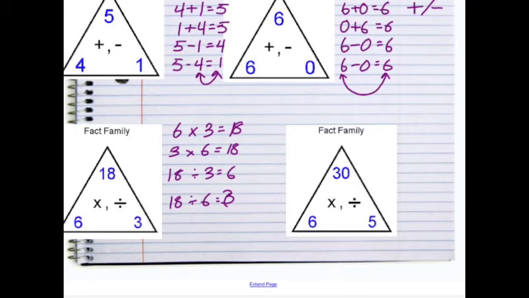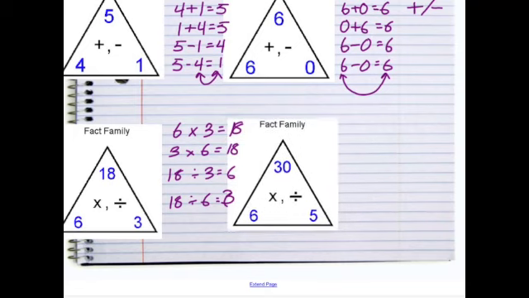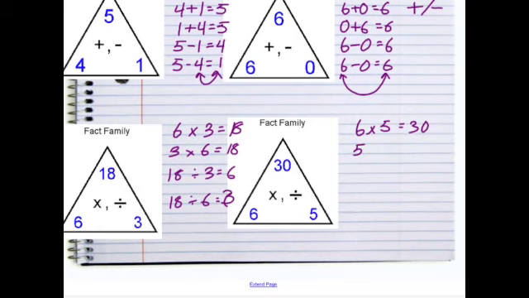Last fact family that I have to review, 30, 6, and 5. 6 times 5 equals 30. 5 times 6 equals 30. 30 divided by 5 equals 6. And 30 divided by 6 equals 5.